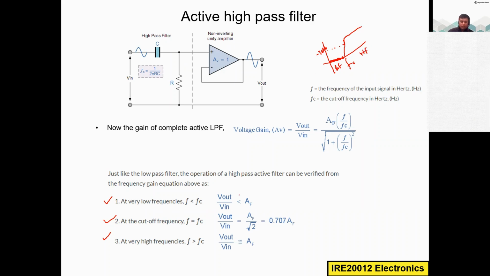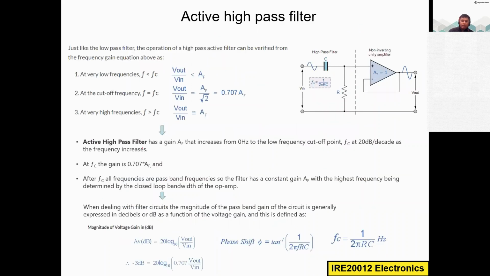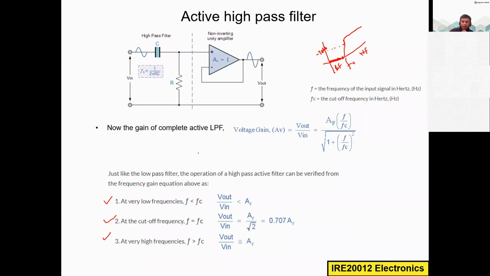So the same cases we can apply in both active low pass and active high pass filters. Yes, active high pass filter, I just explained the same thing here, I think. This is indicating the definition for this first one. It has a gain, we know, AF that increases from 0 Hertz to the low frequency cutoff point. And after that, it increases 20 dB per decade after the cutoff frequency. At FC, the gain is at the minus 3 dB level. There is a 0.707. Where is the frequency curve?